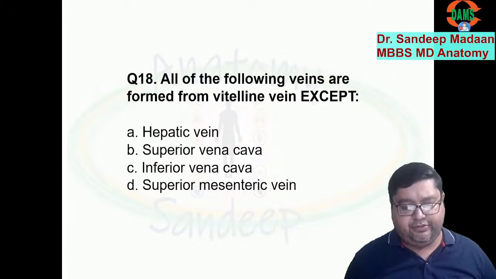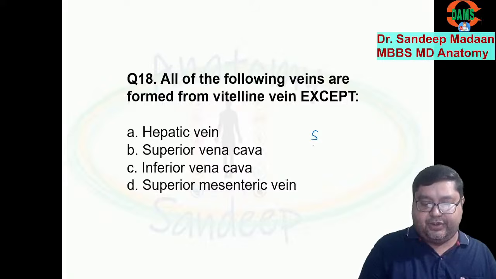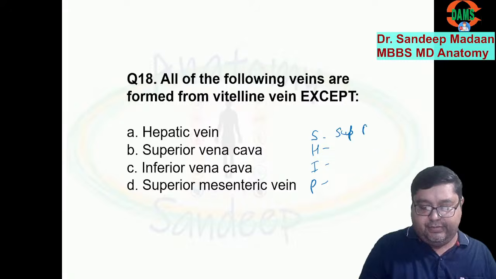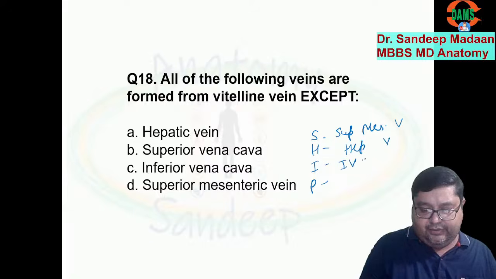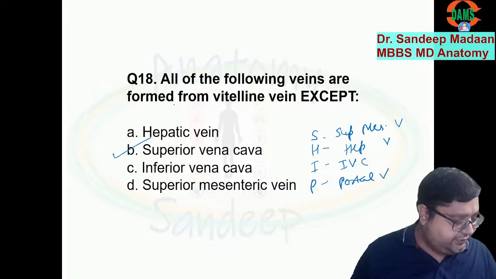All of the following veins are formed from vitelline vein except. Please remember, vitelline veins are going to make the ship structure. Ship structure, where we have superior mesenteric vein, we have hepatic vein, we have IVC, and we have portal vein. But superior vena cava will not be formed from here.